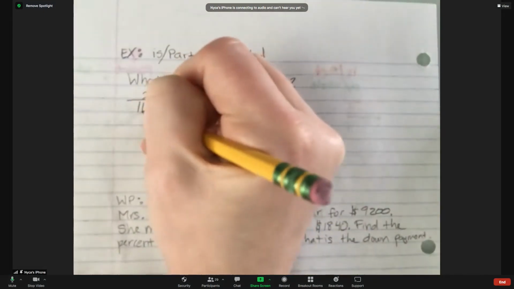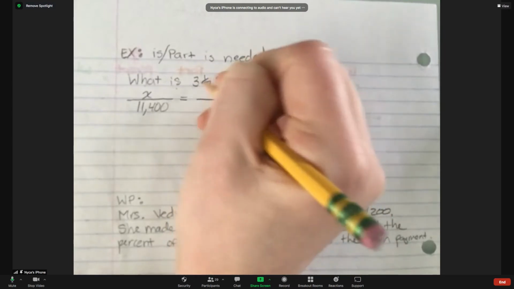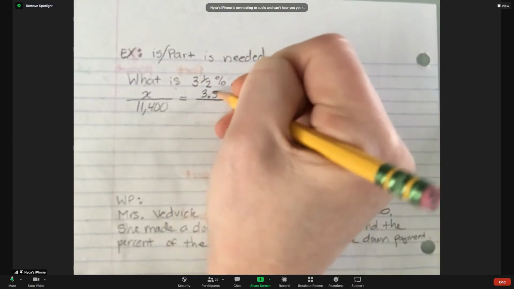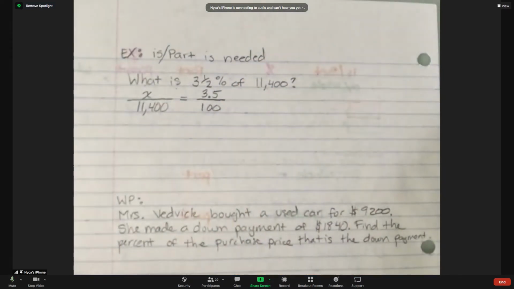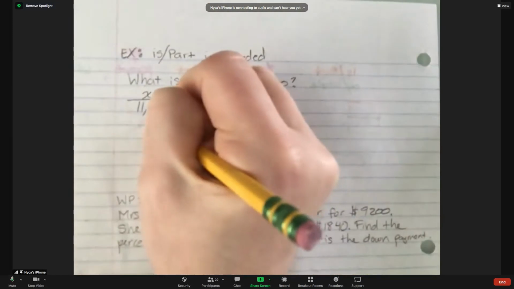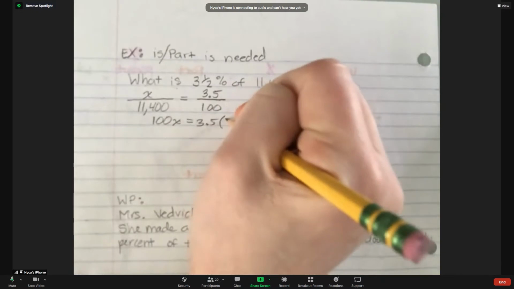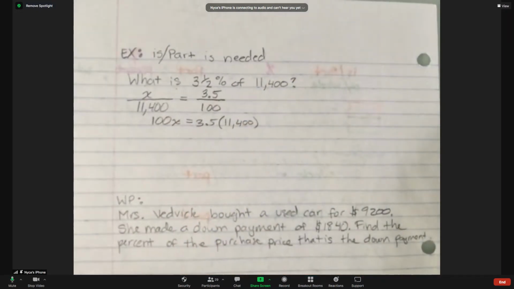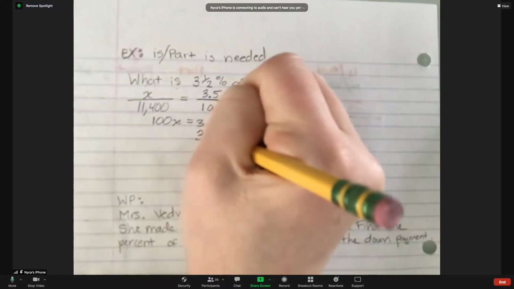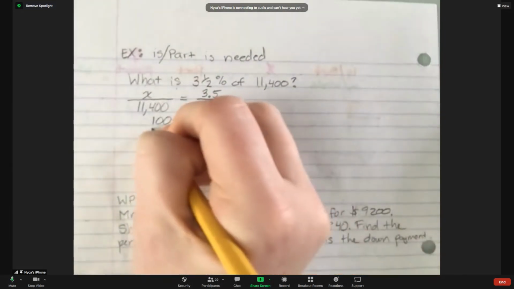The whole is 11,400 equals, the percent they give you is 3.5. So you can write it as 3.5, or you can put it as 3.5. It does not matter. And then percent is always out of 100. At this point, you are doing cross multiplication, cross product. So 100x equals 3.5 times 11,400. Okay, so then 11,400 times 3.5, you end up getting 39,900.